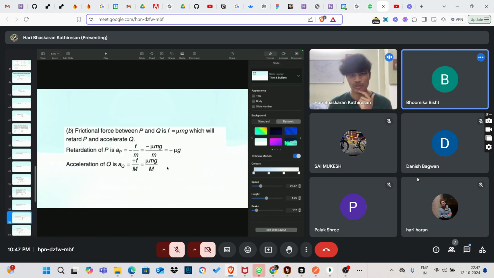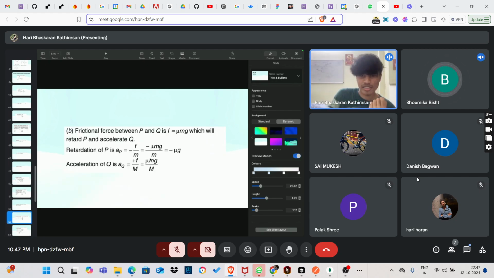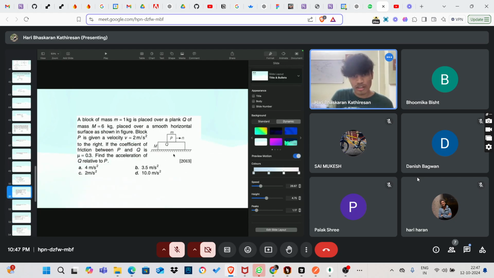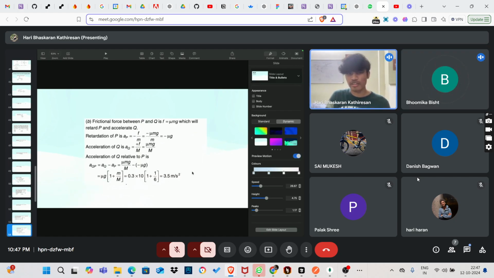So we know the value of, we have the equations for aQ and aP, right? So what is aQ minus aP? It's just simple math, right? It is this thing minus this thing. You know the value of small m, that is 1 kg. You know the value of capital M, 6 kg, and you know nu, you know g. So you substitute, you subtract, you get the answer.